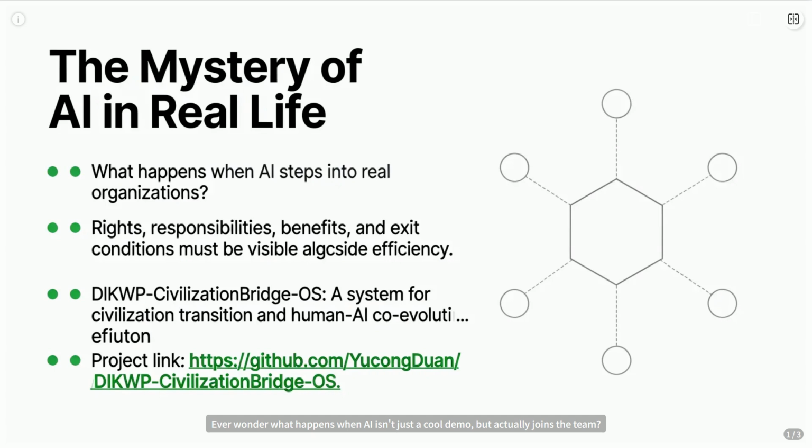Ever wonder what happens when AI isn't just a cool demo, but actually joins the team? It's not just about efficiency anymore. Suddenly, rights, responsibilities, who gets what, and how we bail if things go south, all that stuff needs to be crystal clear. This is where the DIKWP Civilization Bridge OS comes in.